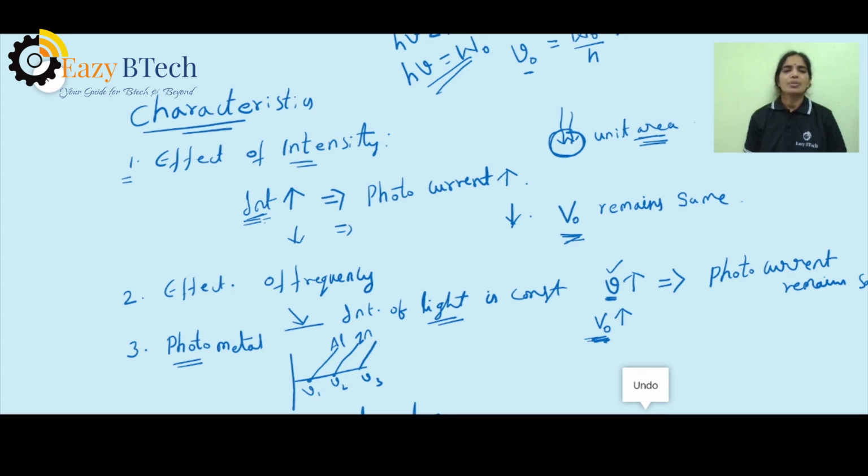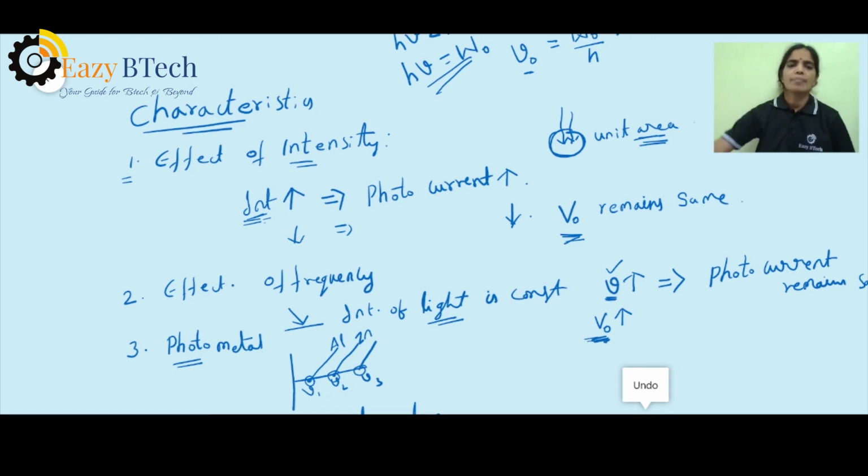Okay. The next is photometal. The metal surface from which we have the electrons ejected is photometal, as we know. Now this threshold frequency will not remain the same for all the metals. It changes from metal to metal. So this is how we have photometal.